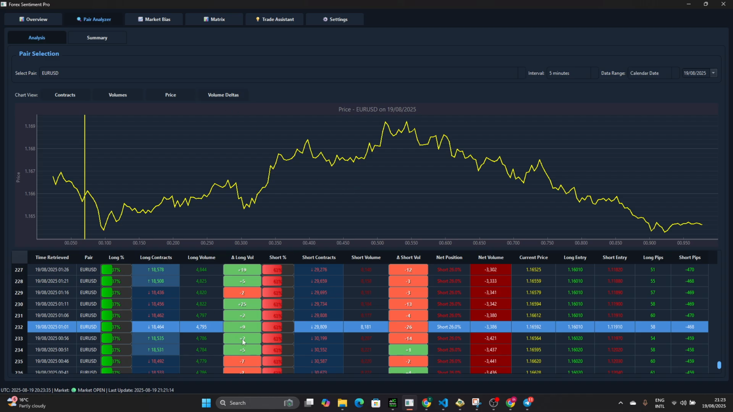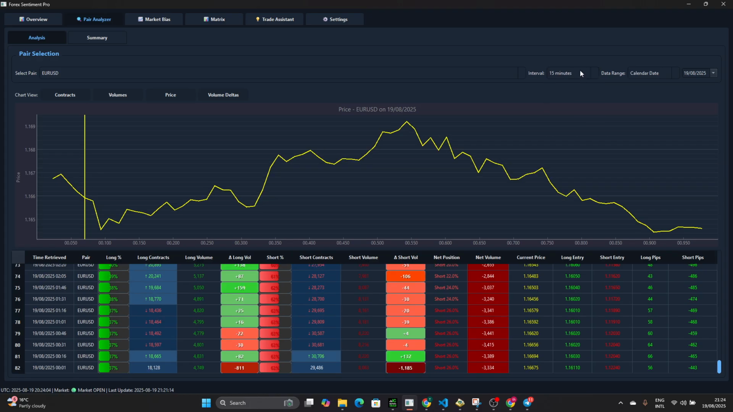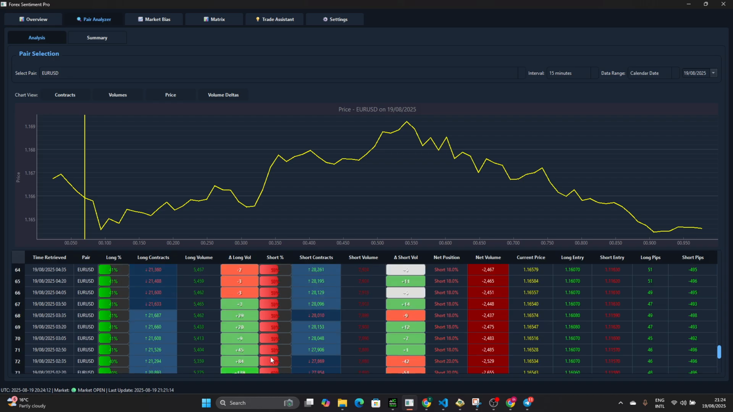So reading these numbers might be a bit difficult if you're just starting this analysis, but there is a way to simplify it and understand it in a better way until you get familiar with how to read these numbers. First of all, I'll be looking at a higher time frame, for example the 15 minutes time frame, which gives me a better understanding, less noisy, let's say.